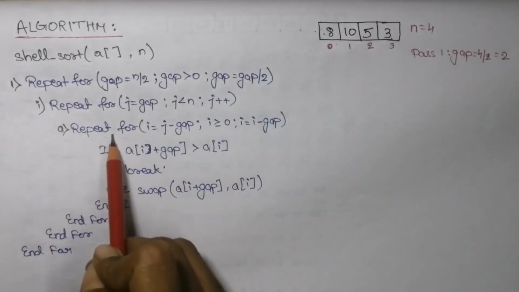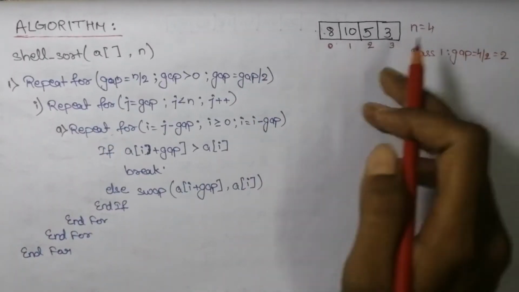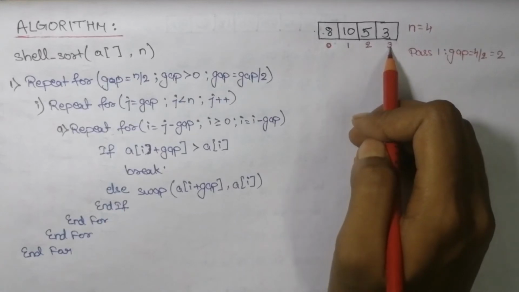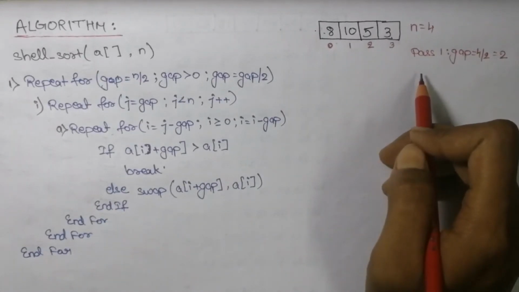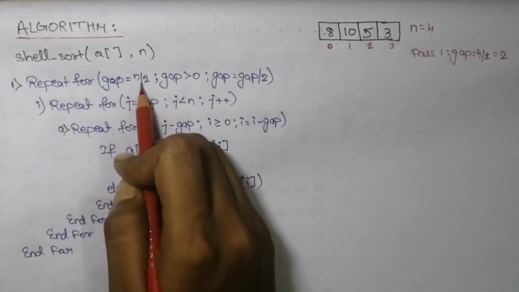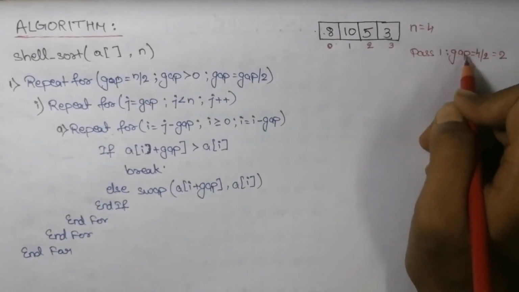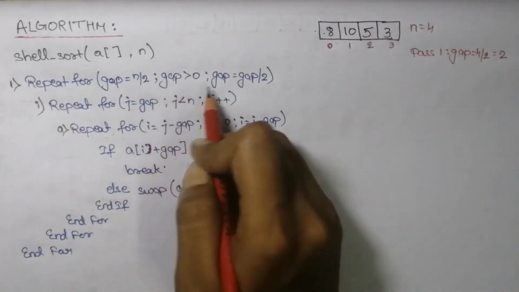Here we are having 3 loops. Let's trace this algorithm with the help of this example. Here we are considering 4 elements in the array, right, from index 0 to 3. So let's begin with pass 1. In the beginning, gap will be computed as n by 2, right. So gap equals to, here 4 by 2 equals to 2. Now 2 is greater than 0.